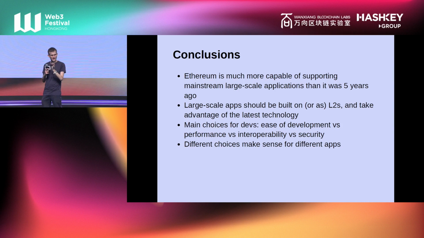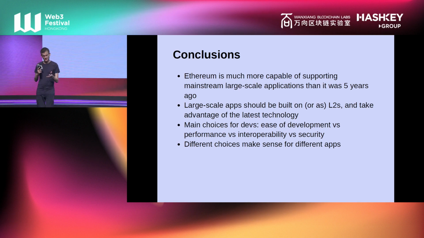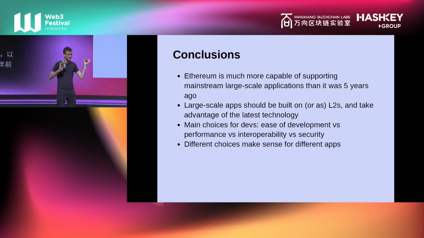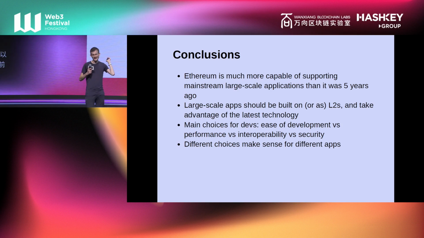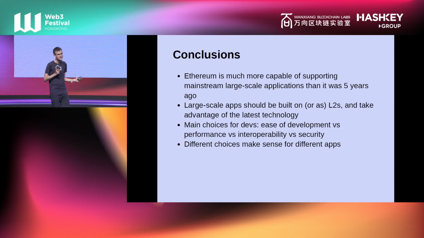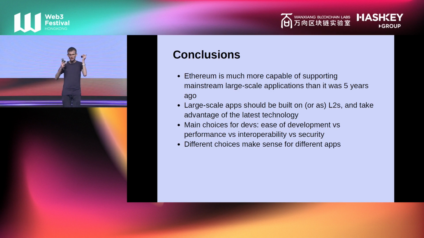So, conclusions. Ethereum is much more capable of supporting mainstream large scale applications than it was 5 years ago. 5 years ago, all of this was theory. 5 years ago, all of this was ideas. Today, these things are actual reality. There are software packages that you can go download and run. Large-scale applications that are being built today should be built on, or built as, layer 2s and take advantage of the latest technology. This could mean building on an existing EVM layer 2.